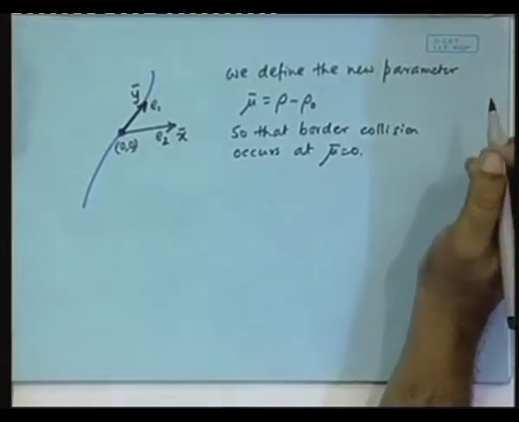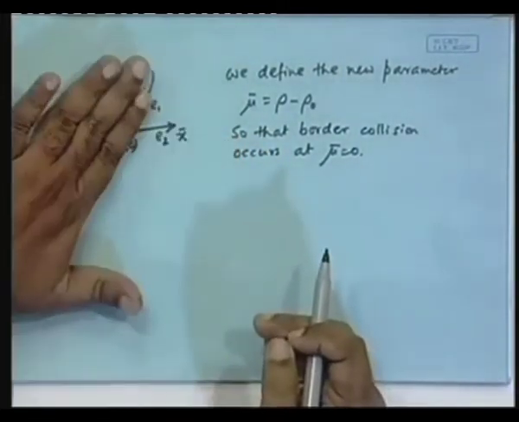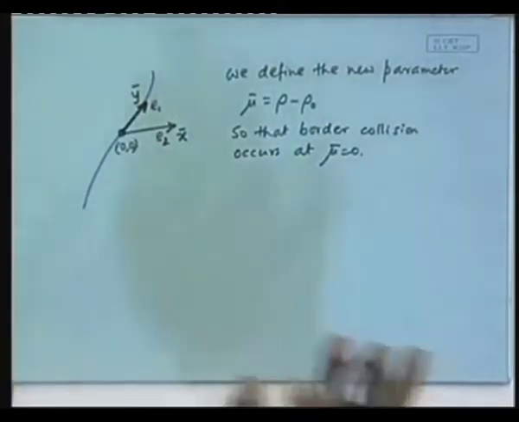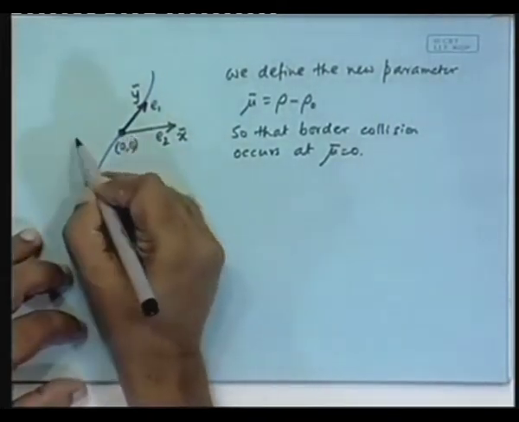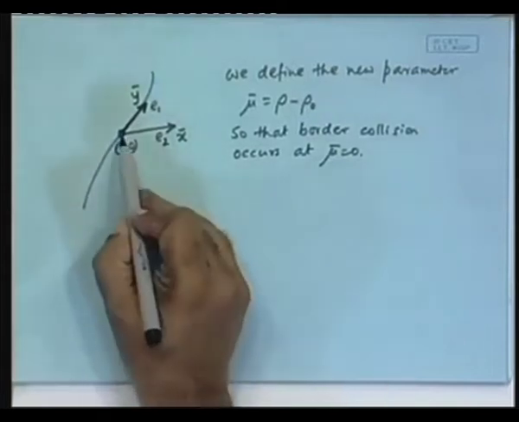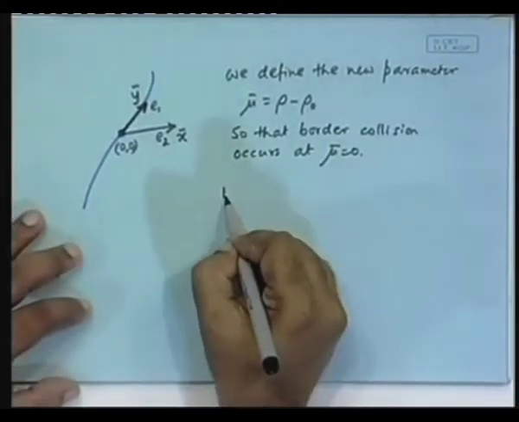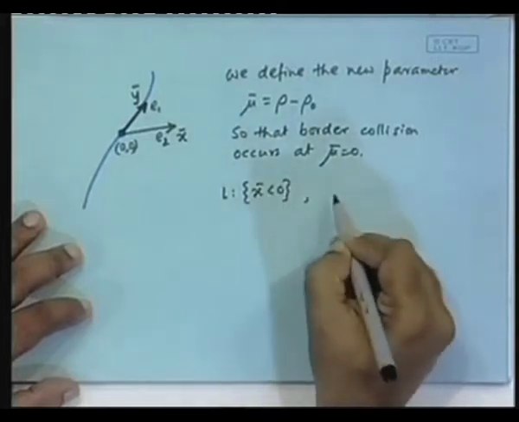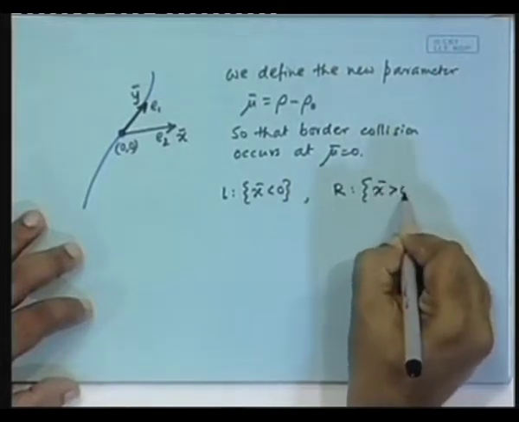Now, what is the state space now? Our state space is now divided into two halves, one half this here, another half here, left and right. It is divided into two parts. For x bar less than 0, it is left half. For x bar greater than 0, it is right half. We can now define it. Earlier we couldn't. So, L is x bar less than 0, R is x bar greater than 0.